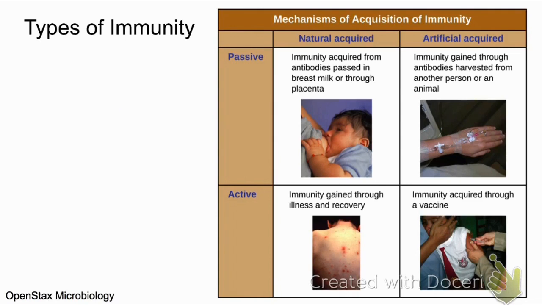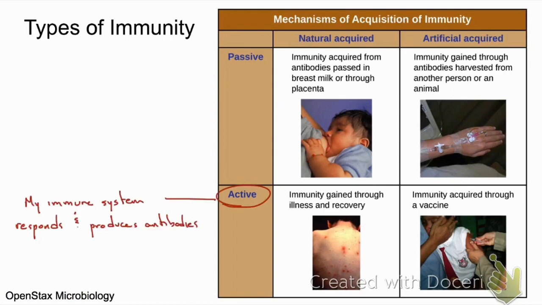We can talk about naturally acquired active immunity, and this occurs when somebody is infected with a wild type strain of some pathogen, and our body generates an immune response to it. We can talk about artificially acquired active immunity. This occurs in the case of a vaccination. And then we can also talk about passive immunity, in which somebody is receiving antibodies from somebody else.